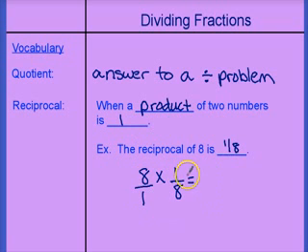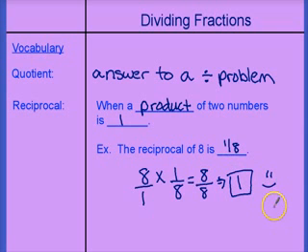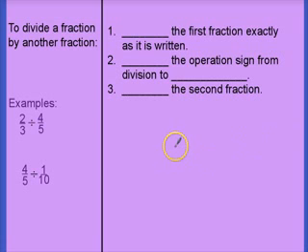So now I can go ahead and multiply my numerators. 8 times 1 is 8. And my denominators, 1 times 8 is 8. Now I'm going to reduce that, and 8 over 8 equals 1. Okay, so we all know that. So again, when a product, right here, of two numbers is 1, that's when we know we have a reciprocal. And what I'm going to be showing you next is kind of shorten that down just a little bit.